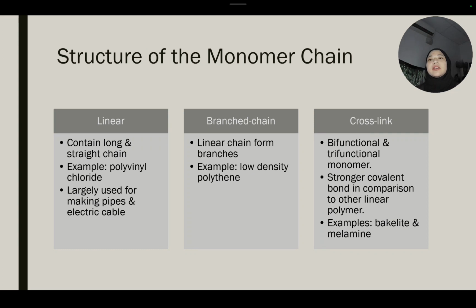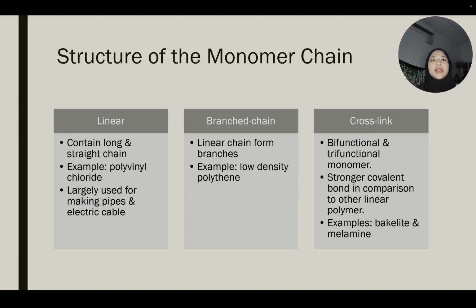For the structure of the monomer chain, there are also three: linear, branch chain, and cross-link. Linear polymers contain long and straight chains, for example polyvinyl chloride, which is largely used for making pipes and electric cable. For branch chain, the linear chain forms branches, for example low density polythene.